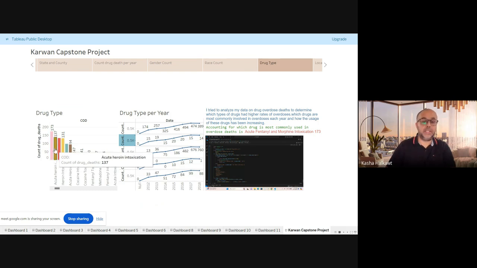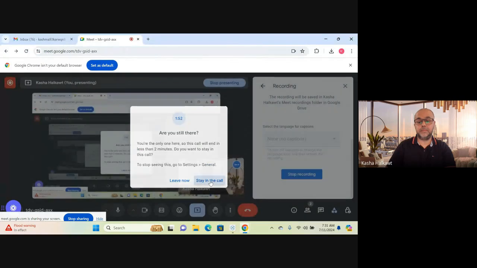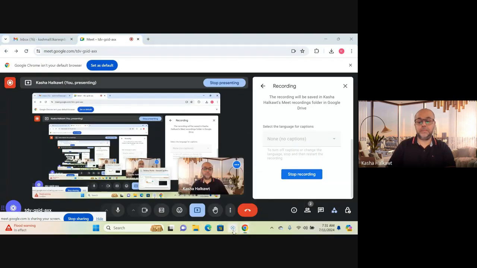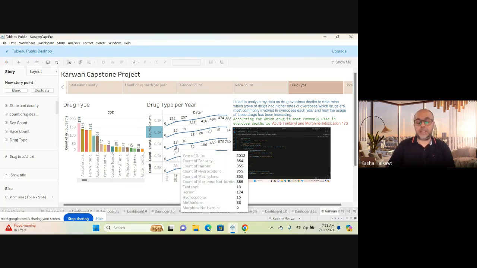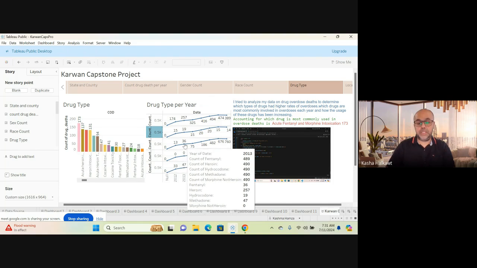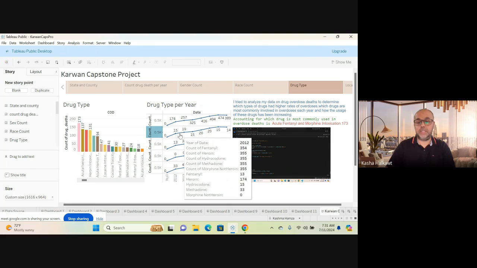The second one is acute. It shows here and here which drug is more visible, the lower as it goes up here. In 2017, 1038 goes down. And here it shows three in 2012, 354 users.